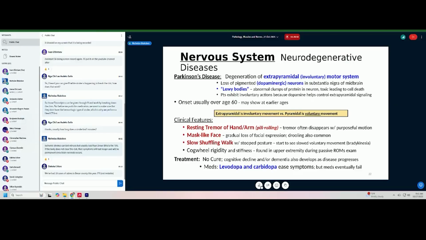Levodopa is a precursor that is able to get into the brain, but then the carbidopa prevents the breakdown of levodopa while it's trying to get to the brain. So we give them both. And if we give that, we can reduce some of those symptoms, but it's not going to cure them. They're still going to have this issue.